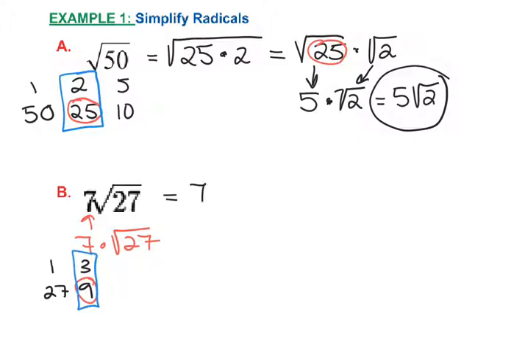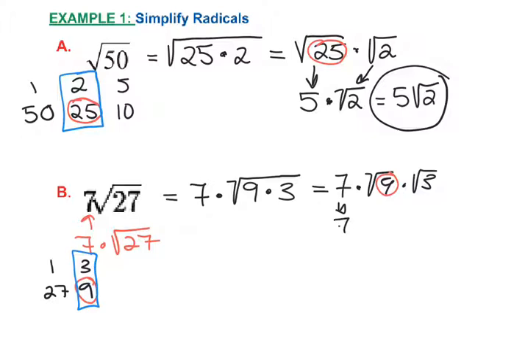So we still have that number on the outside. But now we can separate that 27 into the square root of 9 times 3. I can continue to separate that into the square root of 9 times the square root of 3. 9 is the perfect square. So now we're just doing order of operations. 7 stays times the square root of 9 is 3. Do it on your calculator if you're not sure. And the square root of 3 stays the square root of 3 because 3 is not a perfect square.